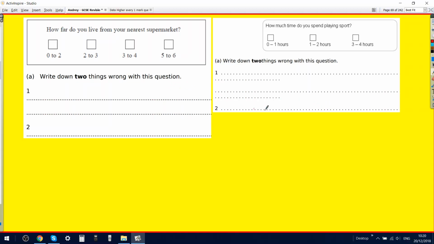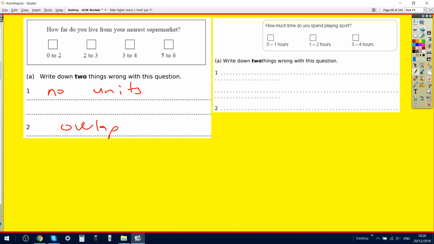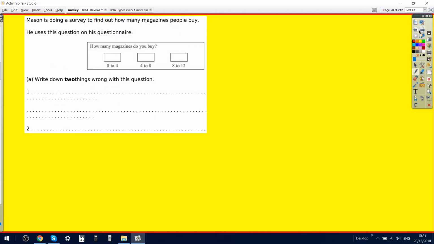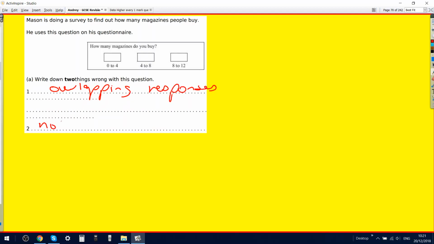How about the one on the left? So no units, and overlapping responses. I'll leave that one. How about this one? Overlapping responses. Not exhaustive. What else could you say? A third thing? No time frame. Well done.